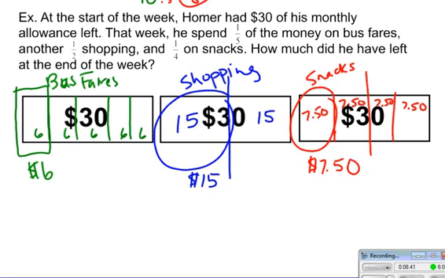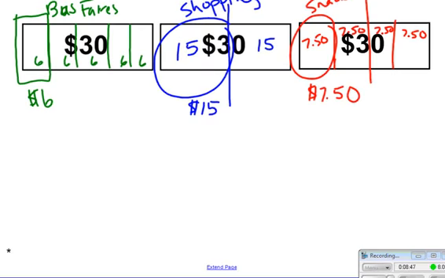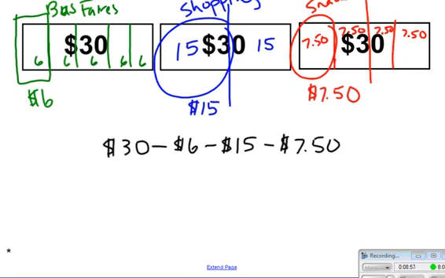So then we say, okay, well, how much does he have left? Well, I hope that you can see that he started with 30, and then he spent 6, and then he spent 15, and then he spent $7.50. Okay, so he ends up with $1.50 left over.